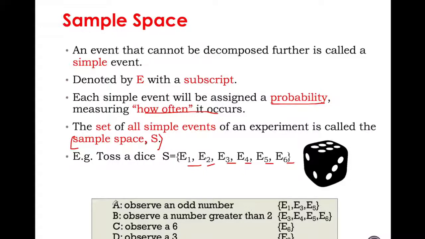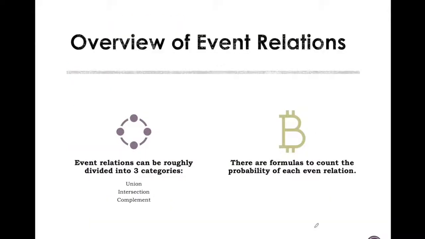Okay, event A is to observe an odd number, so it should be E1, E3, E5. B is to observe a number greater than 2, which is 3, 4, 5, 6. C is to observe a 6, which is of course E6, and D is to observe a 3, of course it's going to be E3. Okay, so that's the definition of sample space and the event.